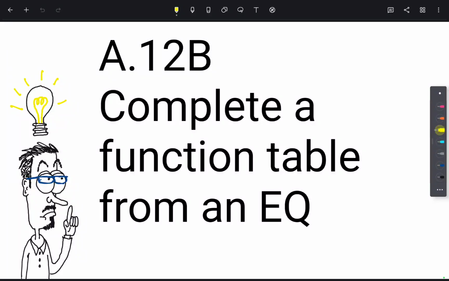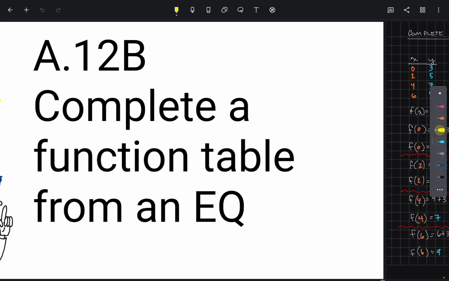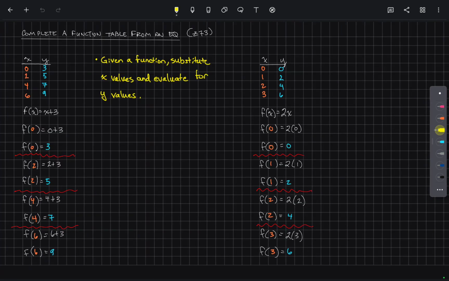Complete a function table from an equation. This is going to be us using substitution to evaluate a function to generate a y value, an output or range value. So if you're given x values, which is good, you're going to need them to substitute into the function, the equation that you're given, so you can generate those y values. That'll help you complete a table.